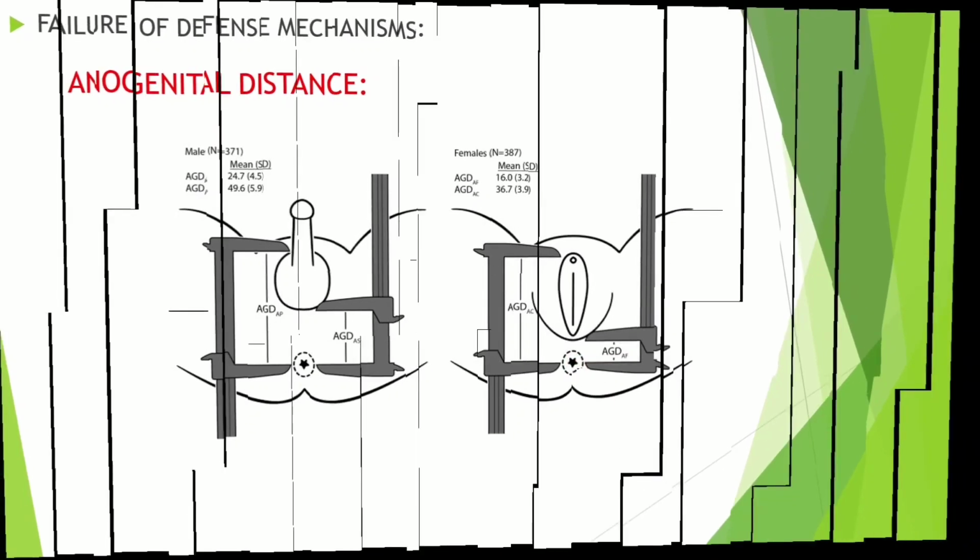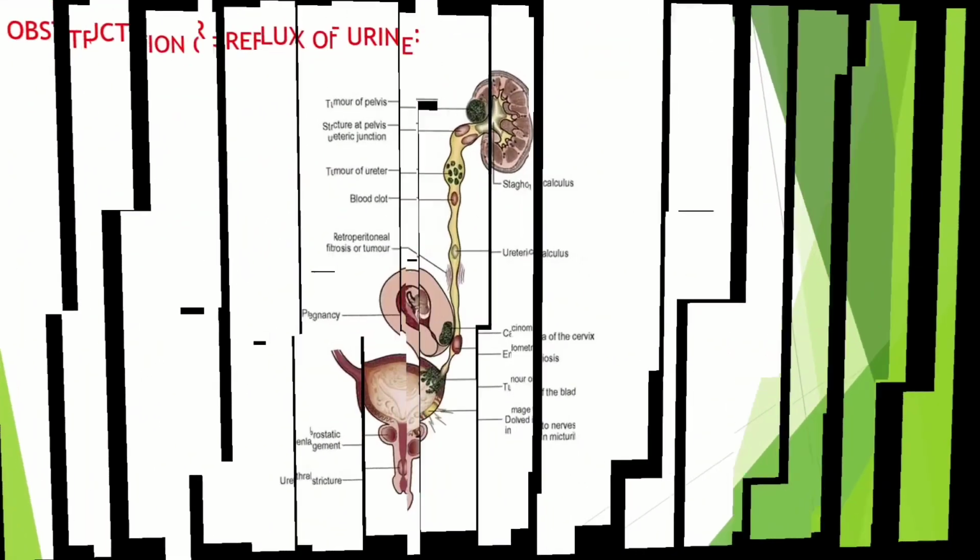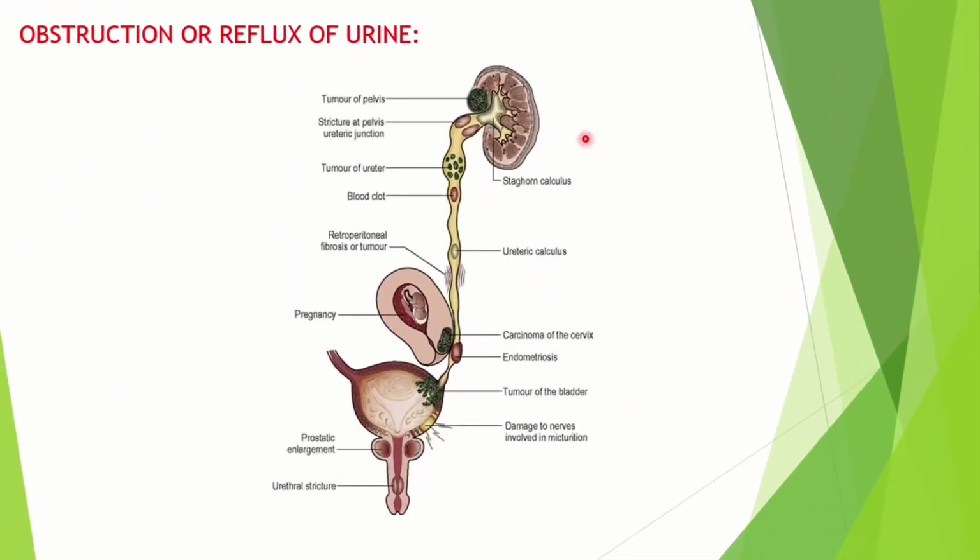The next common mechanism is obstruction or reflux of urine. Obstruction may occur at many levels. Firstly in the kidney, where there is a staghorn calculus or tumor of the pelvis. Then in the ureter, where there is a tumor of the ureter, blood clot, retroperitoneal fibrosis or tumor, or ureteric calculus, and even the uterus during pregnancy gets enlarged and can compress the ureter.